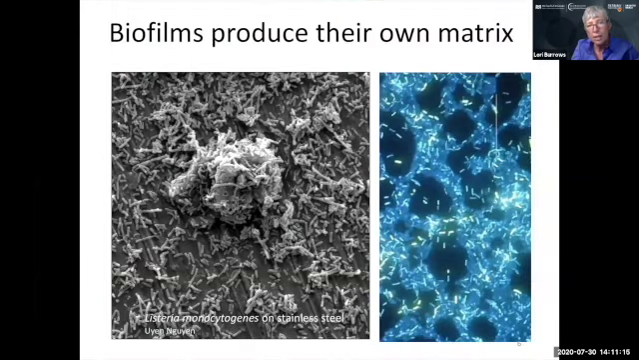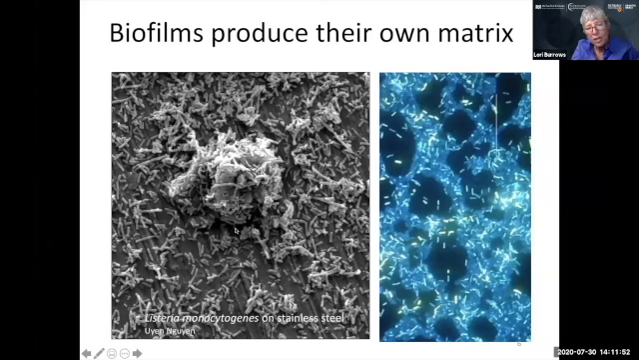So one of the unique things about the biofilm mode of growth is that bacteria produce what is called a matrix. This is a coating that is a combination of DNA, polysaccharides, proteins, and lipids, and they produce this themselves. I have two images here. The one on the left is a scanning electron micrograph of Listeria monocytogenes. This is a food pathogen growing on a stainless steel surface, and you can see it makes these big clumps of bacteria.